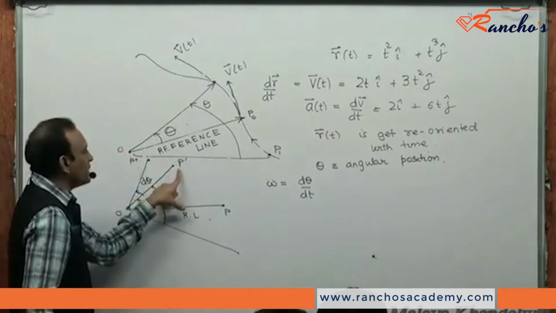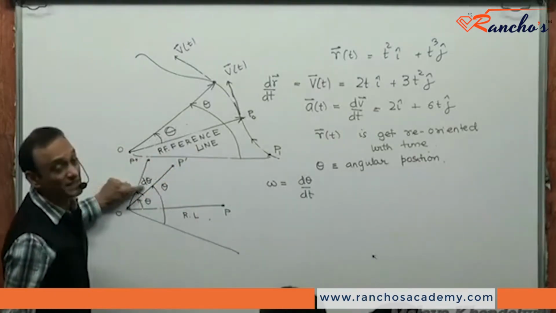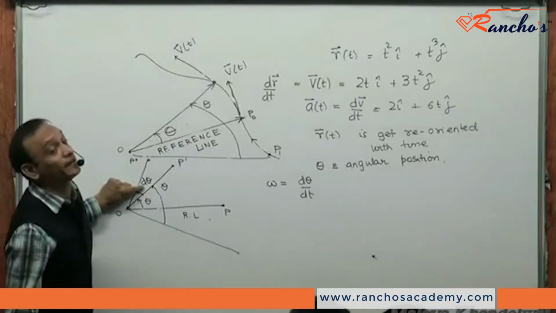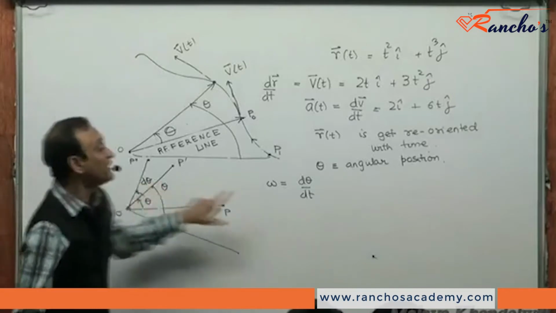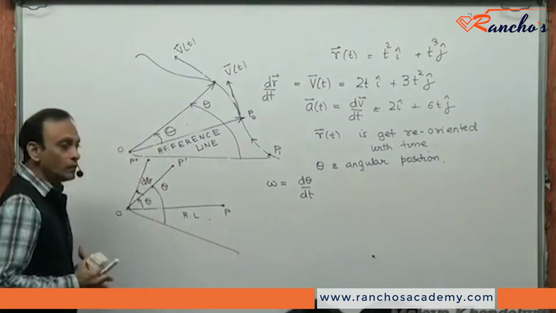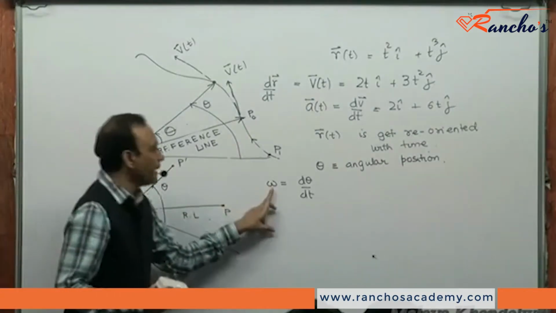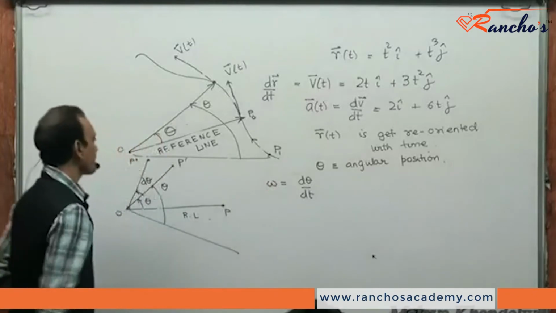So when the particle went from P prime to P double prime, this was my angular displacement. D theta is my angular displacement, the change in angular position, and dt is the time it took for that angular displacement. Now, that's the magnitude of the angular velocity.